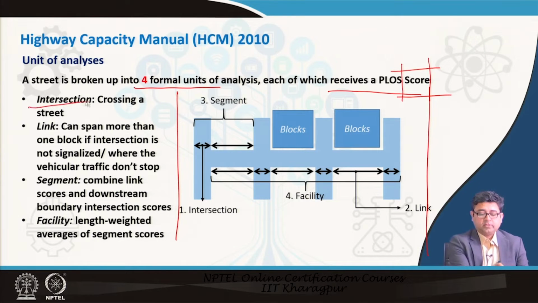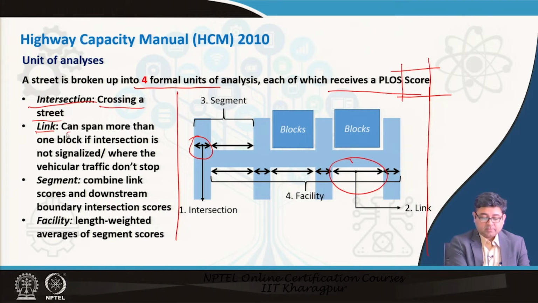The first unit is the intersection. The intersection is a crossing of any street. So, if you look at this, this will be the intersection. That is the first unit. The second is a link. A link is nothing but the distance, this one.